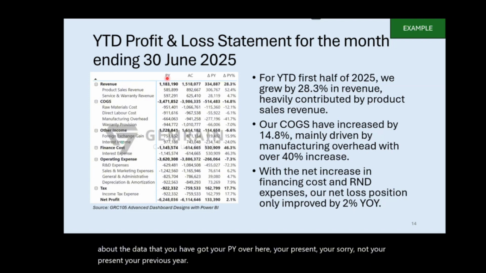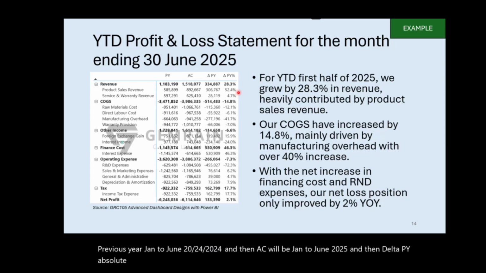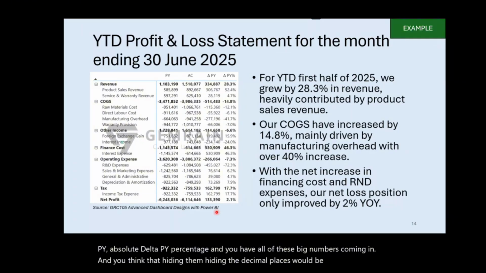Previous year, Jan to June 2024. And then AC will be Jan to June 2025. And then delta PY, absolute delta PY percentage. And you have got all of these big numbers coming in. And you think that hiding the decimal places would be good enough, right?